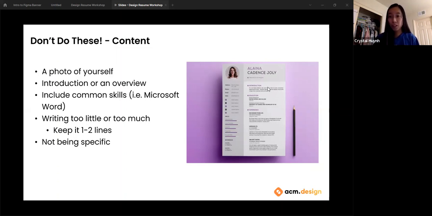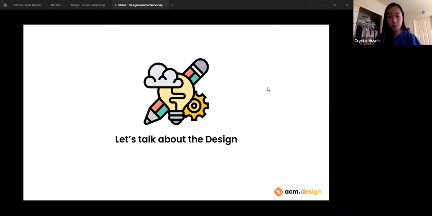Not being specific. Again, with the actual content or bullet points, be sure to really include what exactly it is that you did and the actual effects of the work that you did or the roles that you took on, so that the recruiter has a good idea of what exactly you did. Just try not to be vague, be as specific as possible.